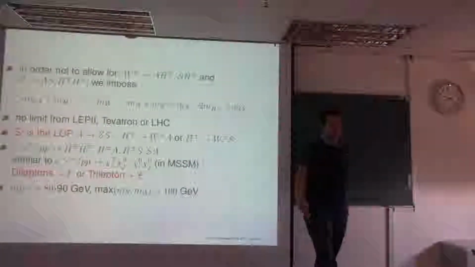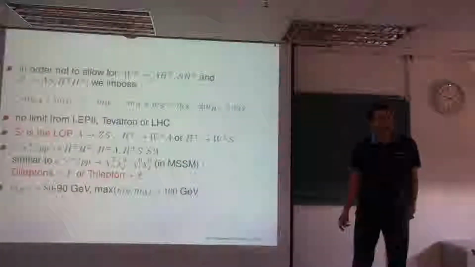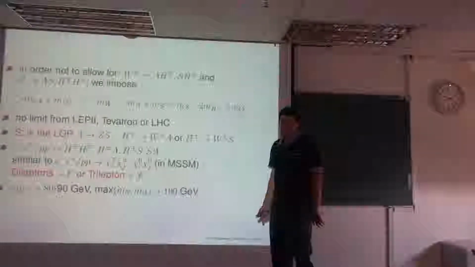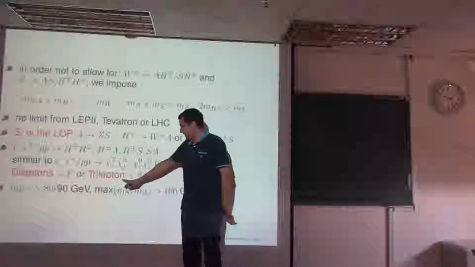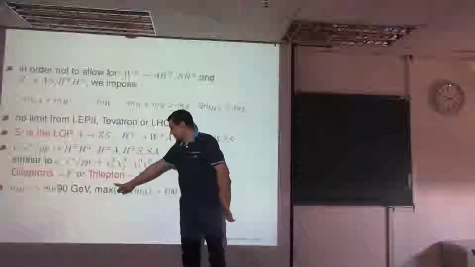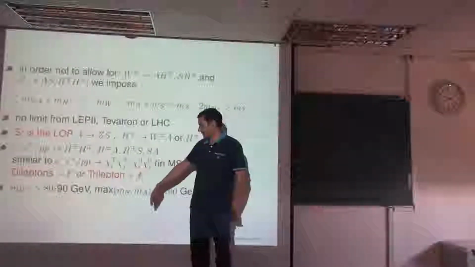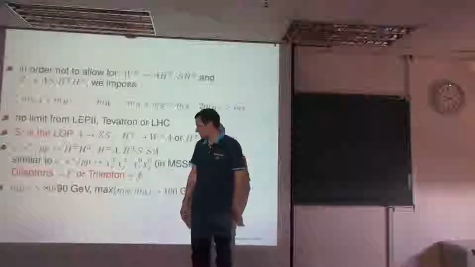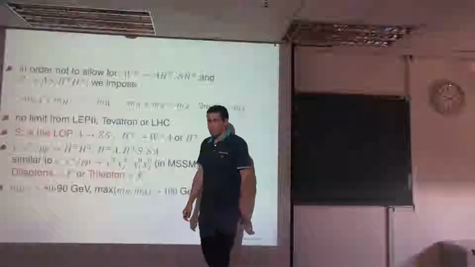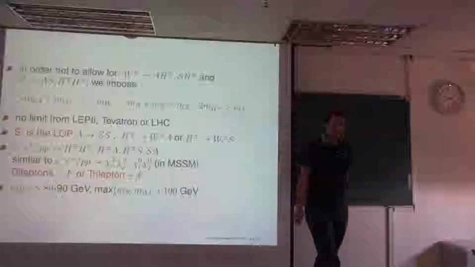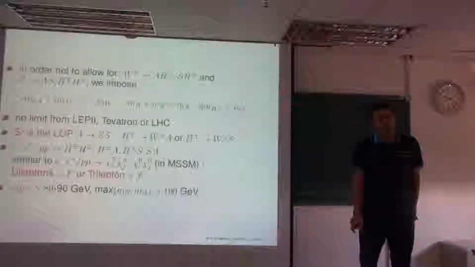But the final state will be the same. Yeah, of course, the final state will be the same. For example, in here you can get trileptons plus missing energy, and you can get also the leptons from this process. In the two models, MSSM and Inert Higgs doublet model, the final state will be the same.